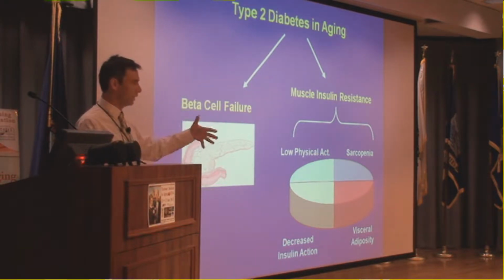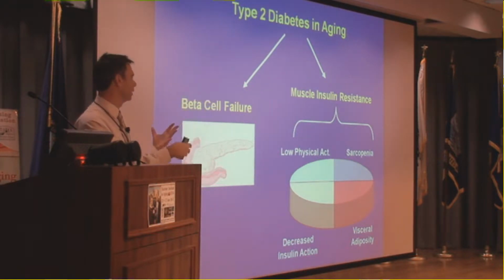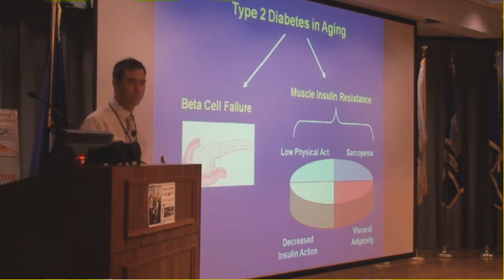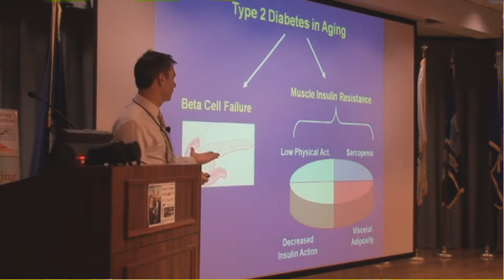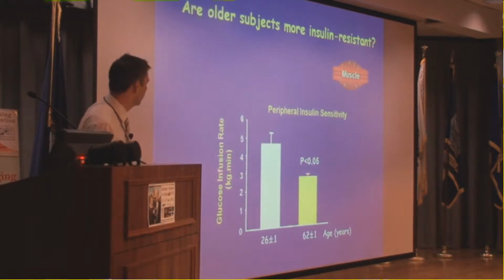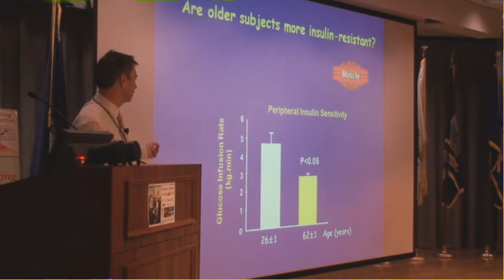And so the question is, what happens if you control for other things, or the muscle tissue itself, if the other things are removed? For example, if you take people who are not sarcopenic, have normal physical activity, and don't have visceral adiposity, do they still have decreased insulin sensitivity? And that's what we've been looking at. So this is a study we did a long time ago.